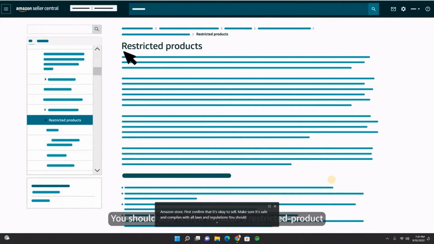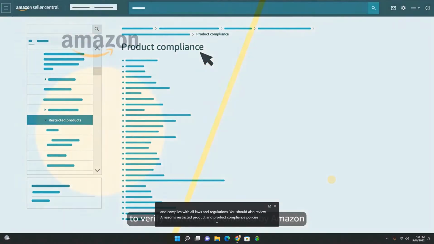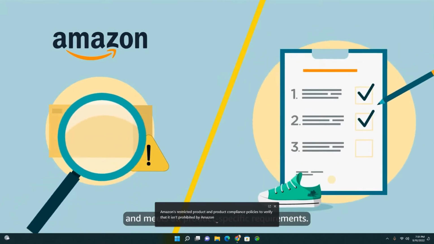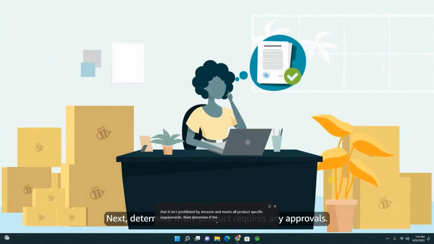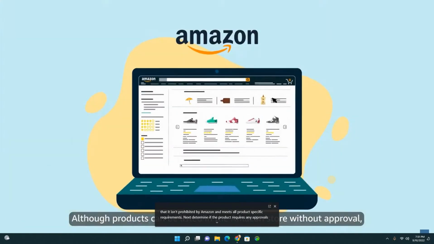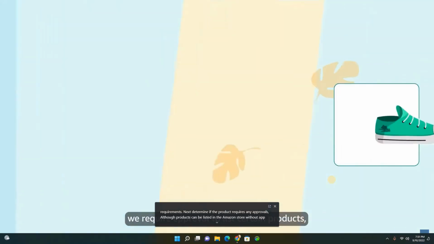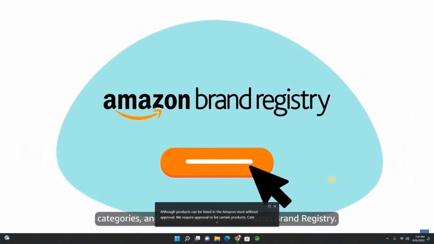You should also review Amazon's restricted product and product compliance policies to verify that it isn't prohibited by Amazon and meets all product-specific requirements. Next, determine if the product requires any approvals. Although products can be listed in the Amazon store without approval, we require approval to list certain products, categories, and brands enrolled in Amazon Brand Registry.